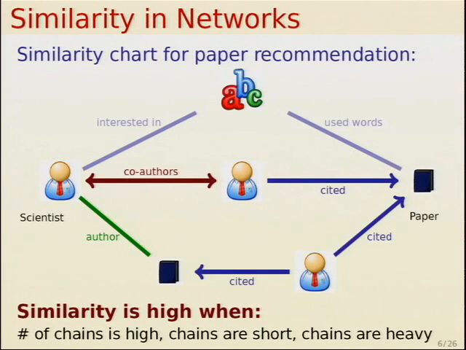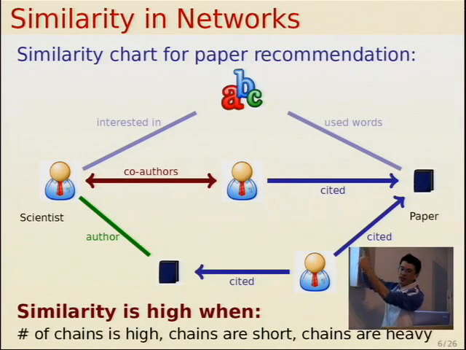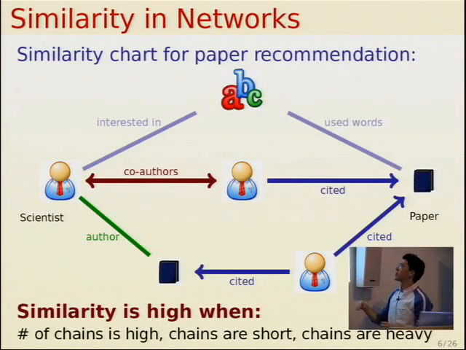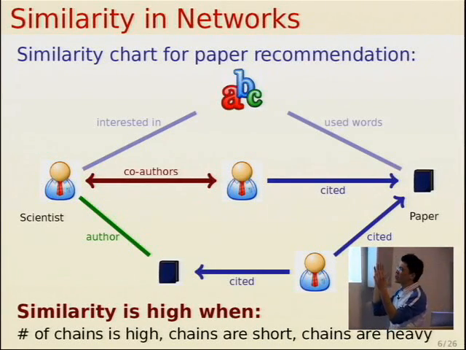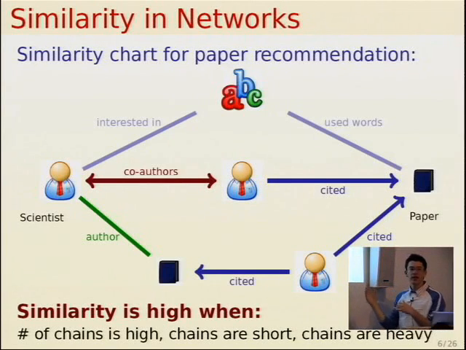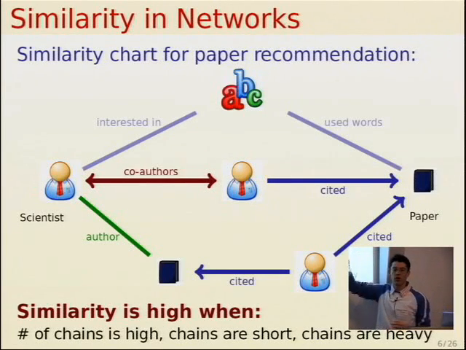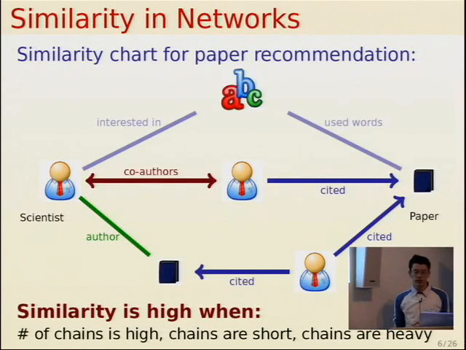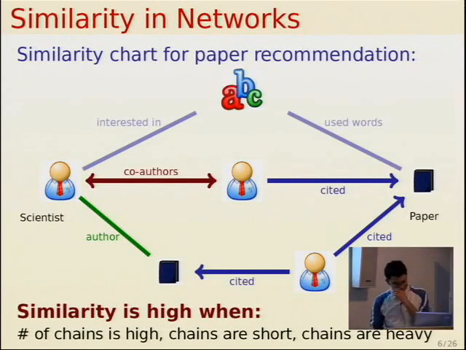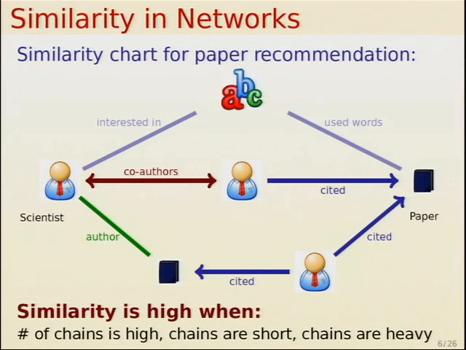So the general idea is that there are a lot of chains in these networks that can connect the query object and one of the objects in the data set. And the larger the number of these chains, the shorter they are, and if we have weights, the heavier they are, the more likely this object is to be similar or relevant to our query, in particular here to the user. That was a very brief description of the application.